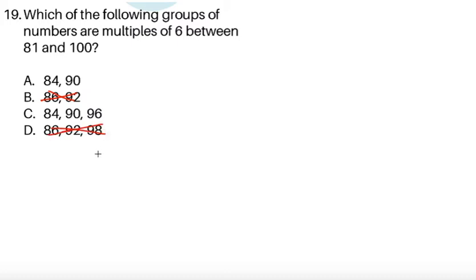Now next, we can see that if C is true, then A must also be true. Therefore, A cannot be true, because if A is true, then C would have to be true as well. So we would choose choice C, because indeed all these three numbers are multiples of 6. So that's for item 19.